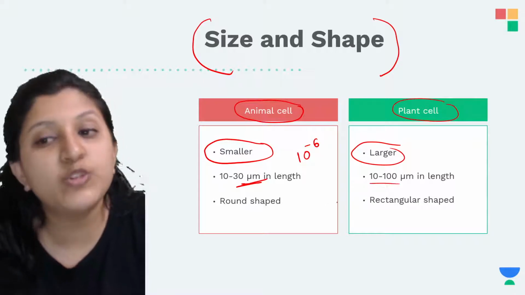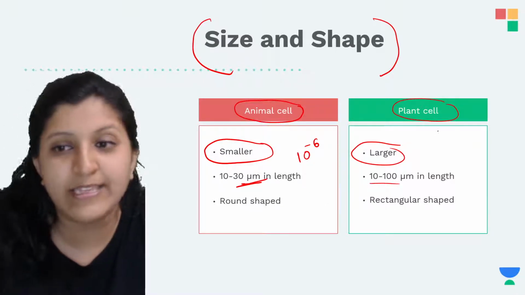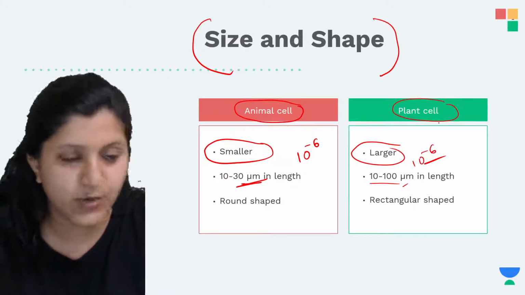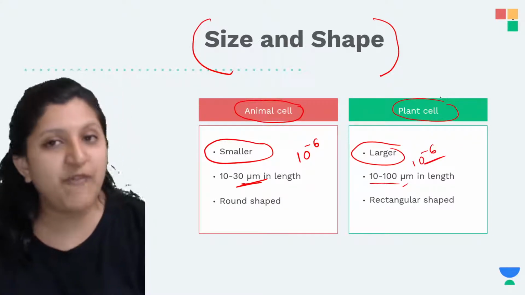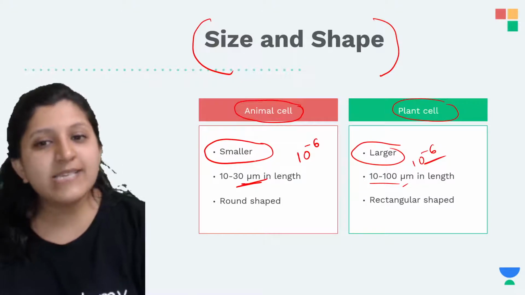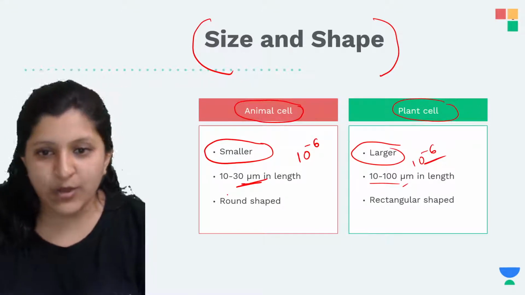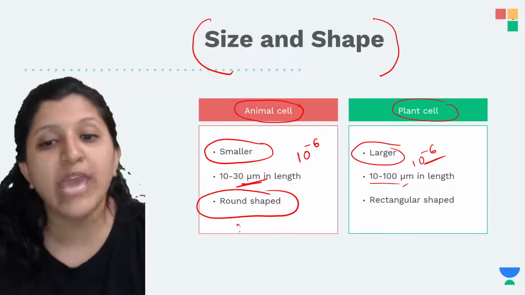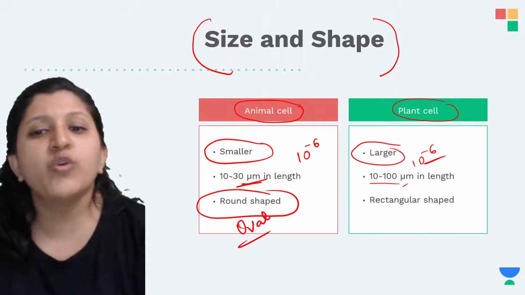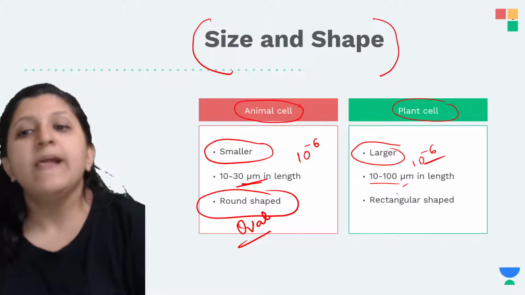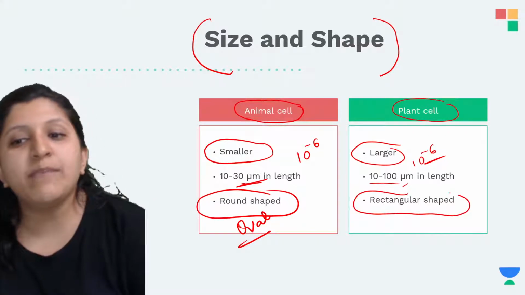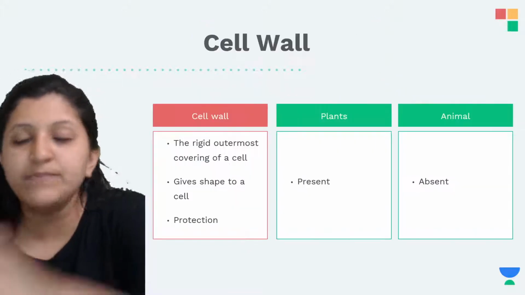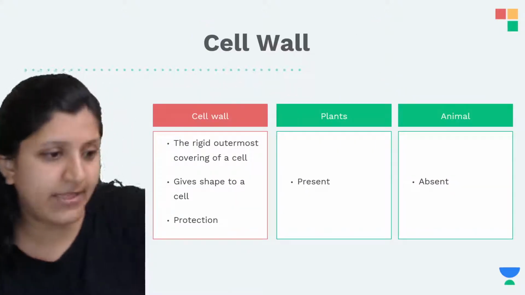Here it is 10 to 100 micrometer in length. There also micrometer is about 10 power minus 6. So plant cells are somewhat bigger as compared to an animal cell. These can be round shaped, spherical shaped, and depending on structure you can also find an oval shape. Here most of the cases it can be rectangular shaped, so we can find a rectangular shaped cell, that is a plant cell.